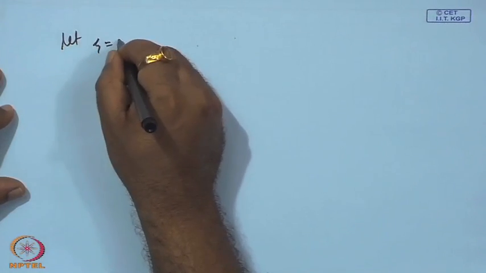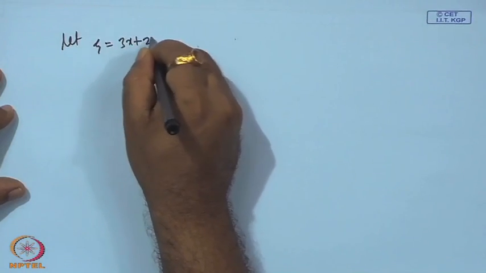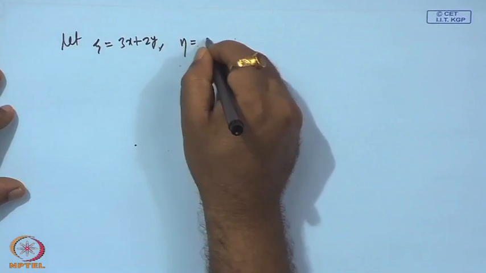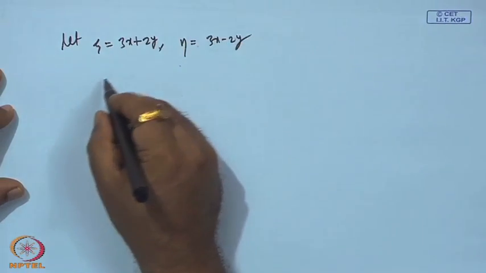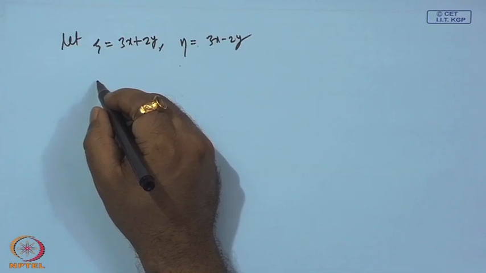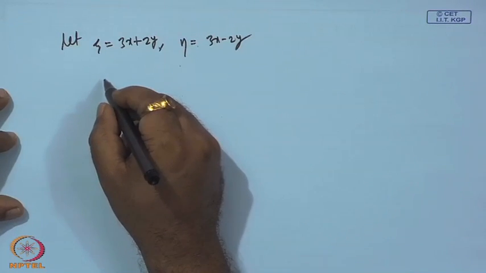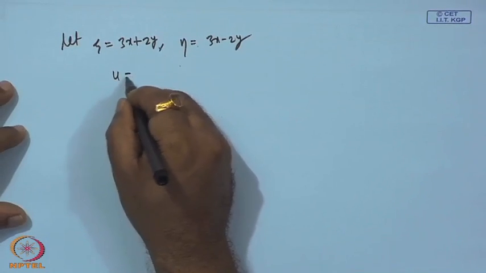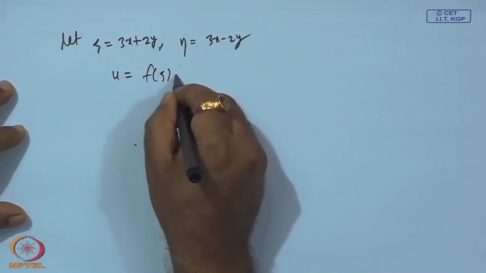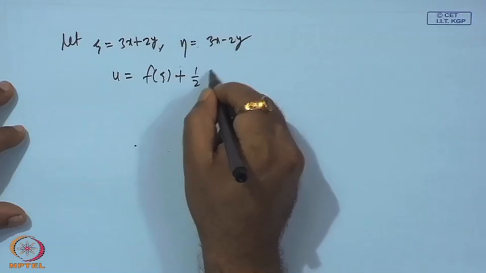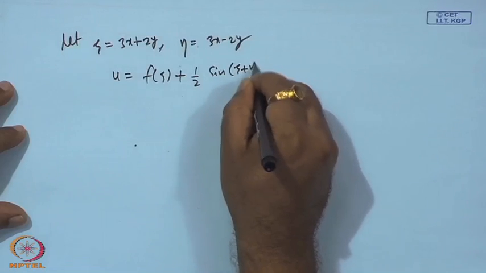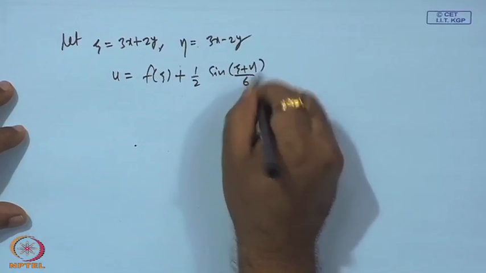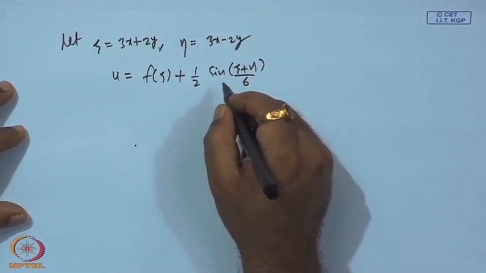Let zeta equals 3x plus 2y, and eta is... so then the solution becomes u equals f of zeta plus half sin of (zeta plus eta) by 6. Okay.